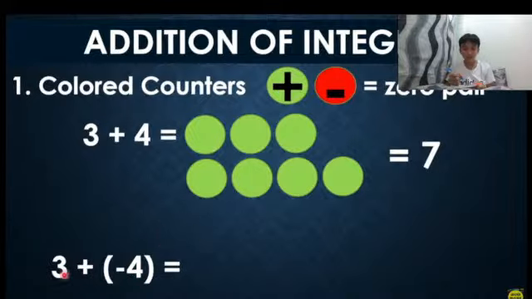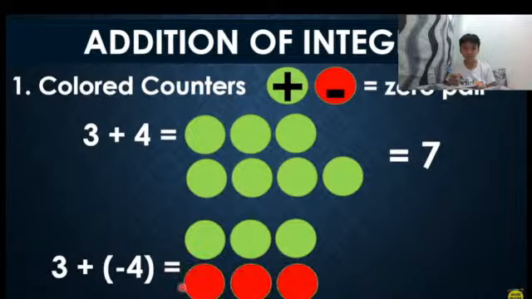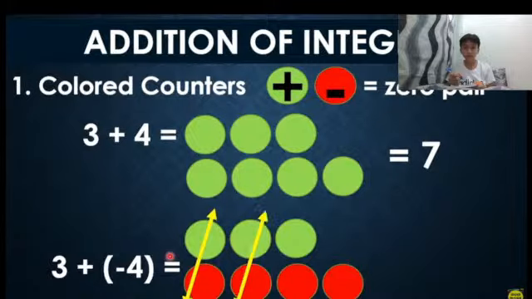So, this is positive, so tatlong green tayo. This is negative 4, so we will have apat na negative. Now, let us apply the zero pair. So, sabi ko nga, kapag zero pair, one positive, one negative. So, meron na tayong zero pair dito. Isa, dalawa, tatlo. So, ito ay makakancel na natin. Ibig sabihin, wala na siyang value kasi equivalent na siya sa zero.